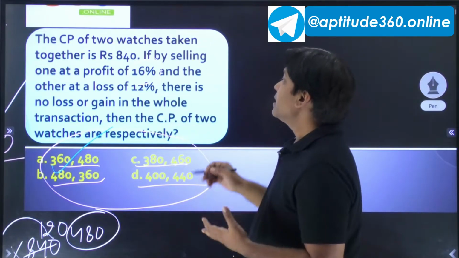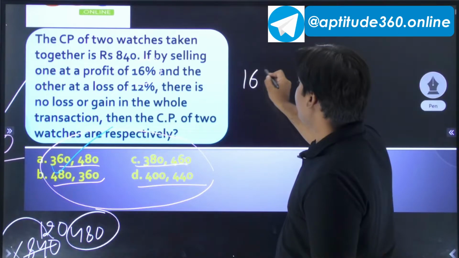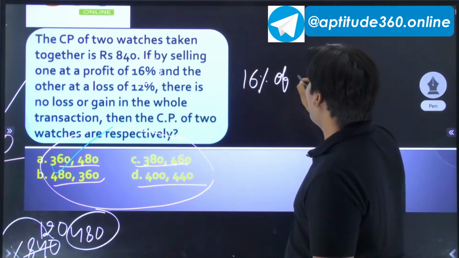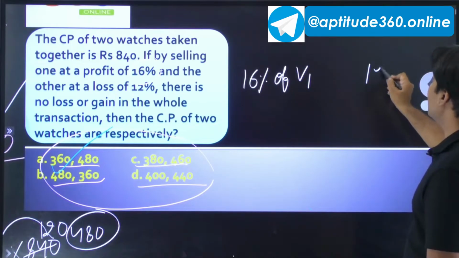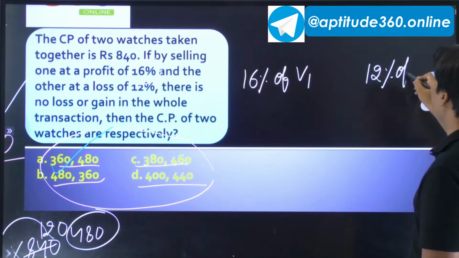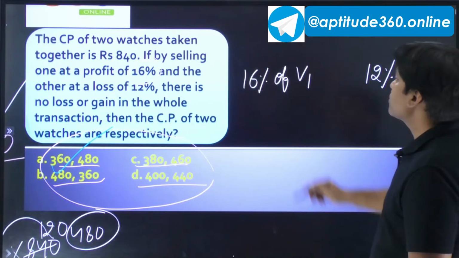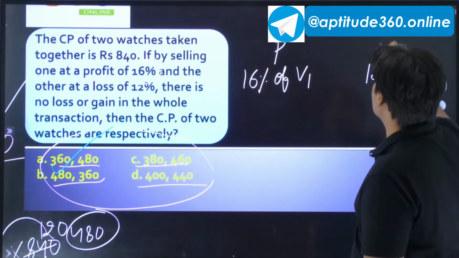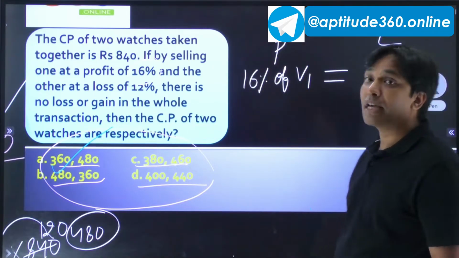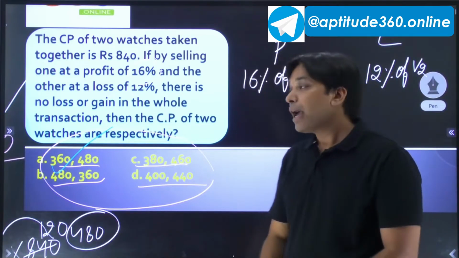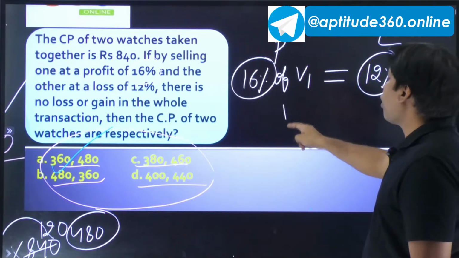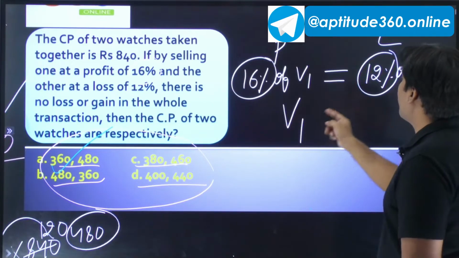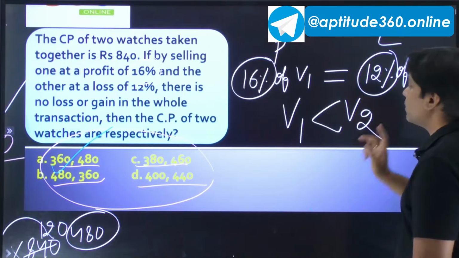I would say that 16% of a value, value 1, and then loss is what? 12% of value 2. So this is the profit on the first watch, this is loss on the second watch, and problem says that these two must be the same. And if this value is 16% and this value is 12% and they are equated, obviously the value number 1 will have to be less than value number 2.